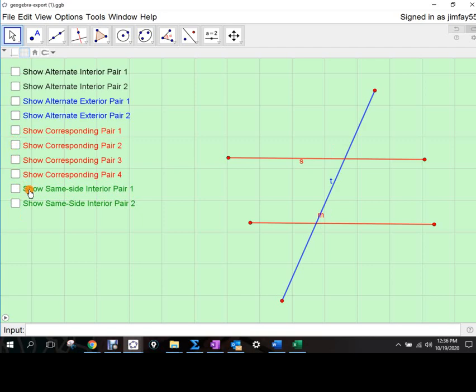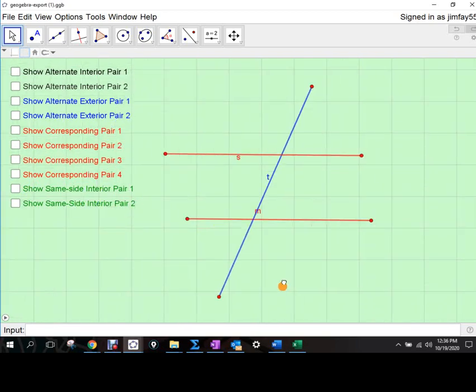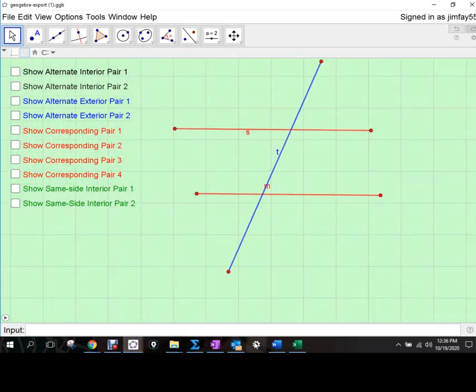So stuff makes sense? Okay, now here's my question. What has to be true about these lines? They have to be parallel. So I will ask you a question.